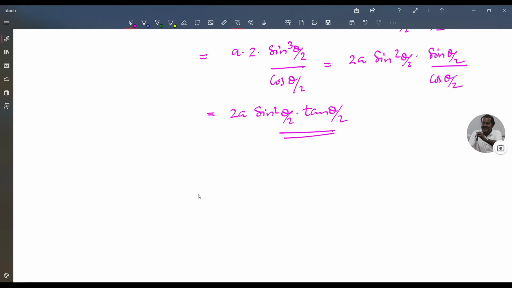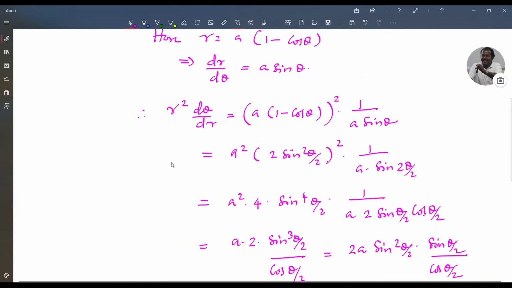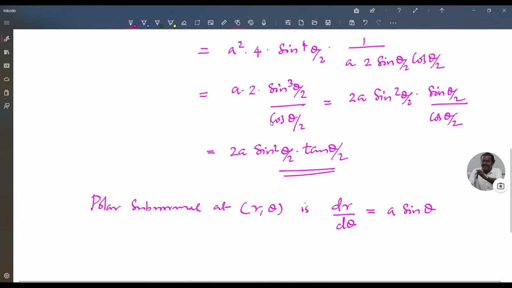Now polar subnormal at (r, theta) is dr by d theta, and you know that this is equal to a sin theta, because we have dr by d theta is a sin theta. So this is the polar subnormal.